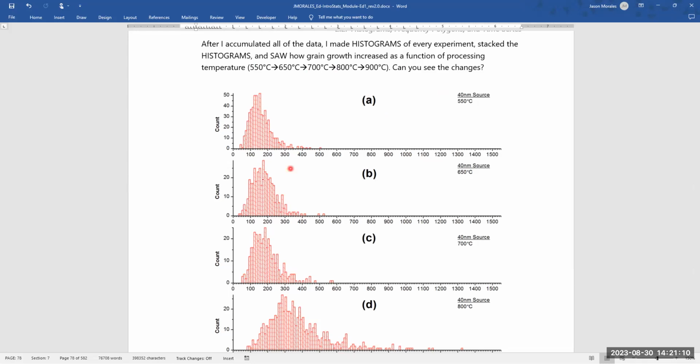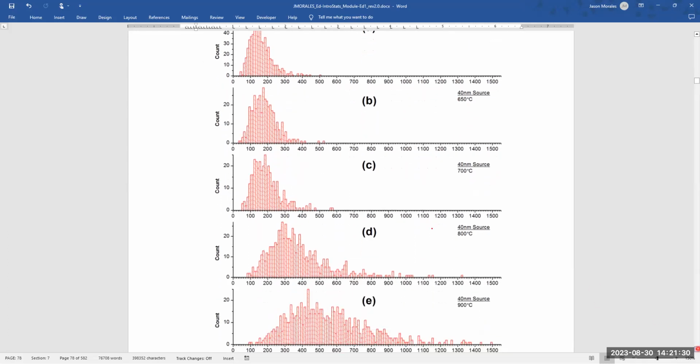And what you see here are histograms for grain size at each temperature. So this is a histogram for a sample that I made at 550 degrees centigrade. Here is another histogram for a sample that I made at 650 degrees centigrade. This third one, this is a third sample. This is the histogram of a third sample for a sample made at 700 degrees centigrade. Here's another one for a sample made at 800. And here's another histogram for a sample made at 900.